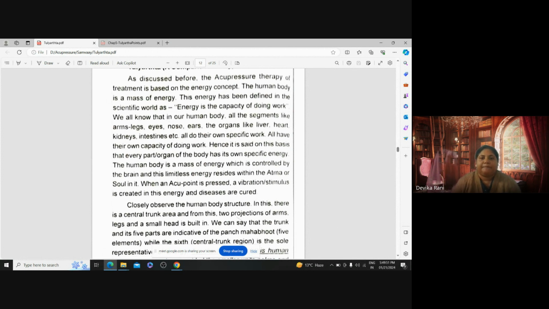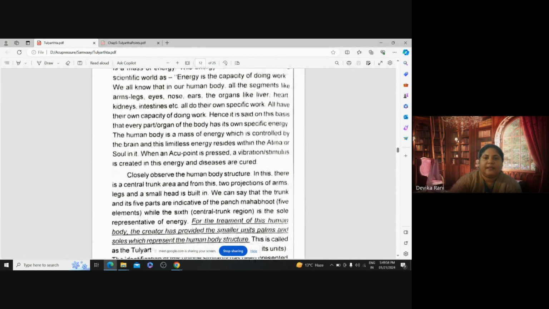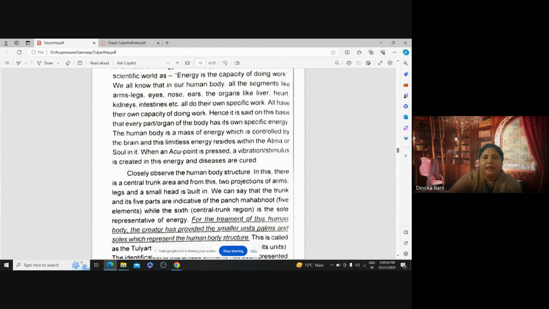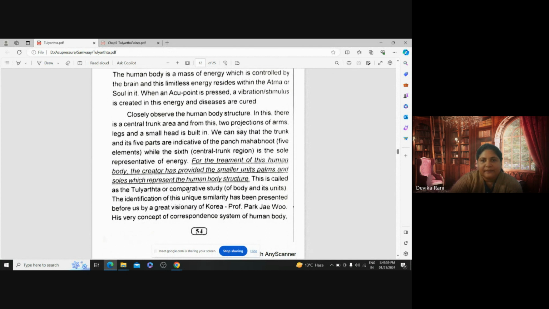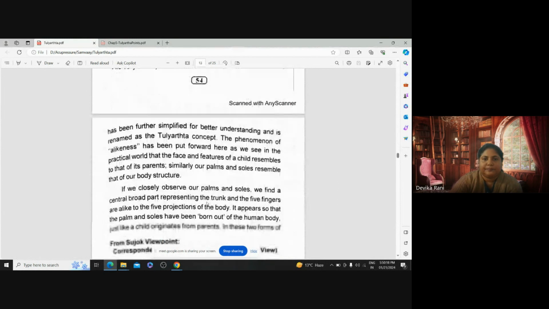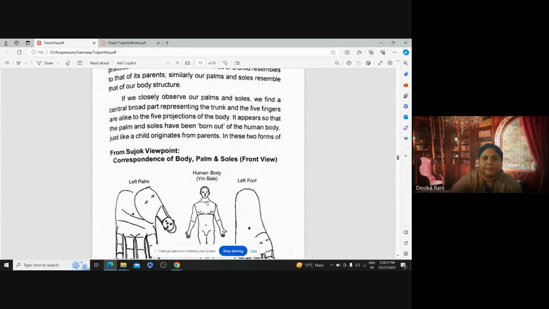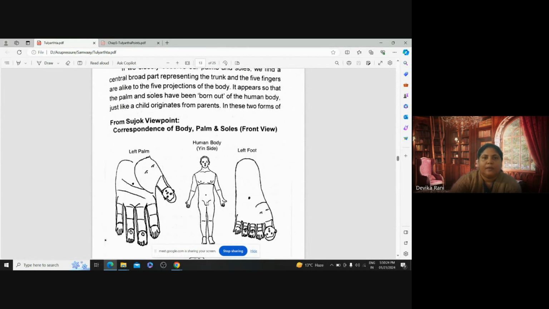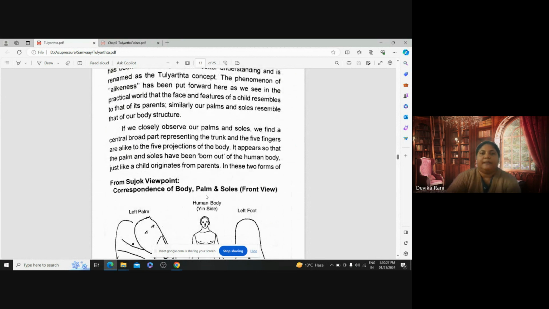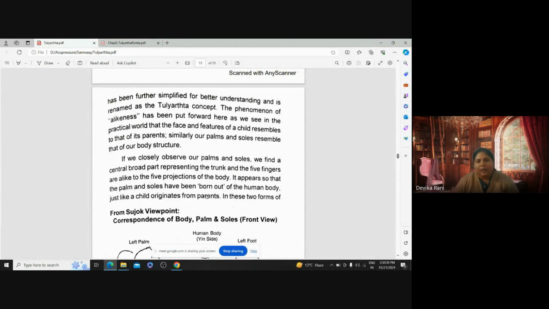So in the same way, we can now use the similarity principle to make it easier for us to treat. What has been said is the divine has provided smaller units, palms and soles, which represent the human body structure. So now, what Professor Park Jae-woo gave was the correspondence system.